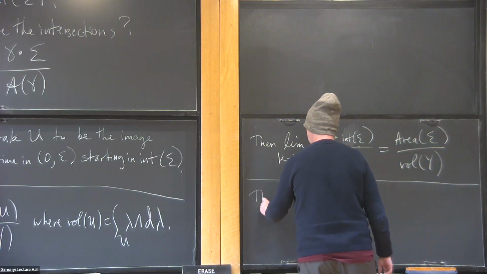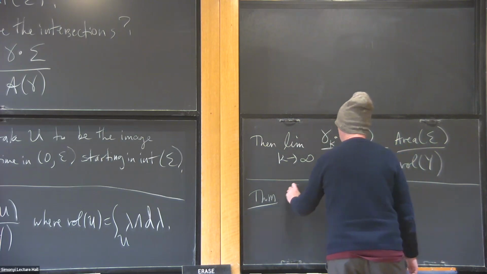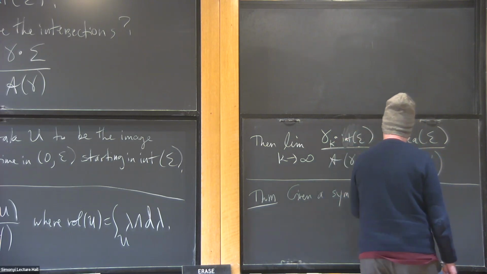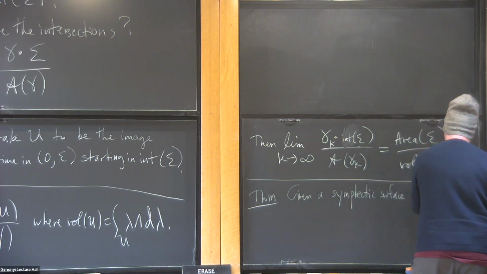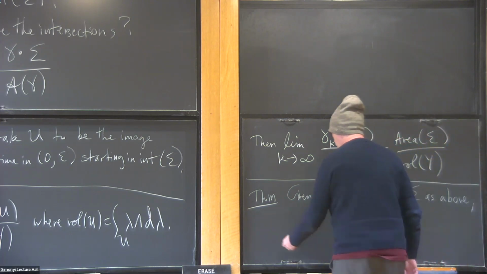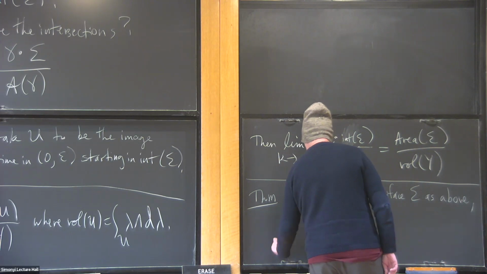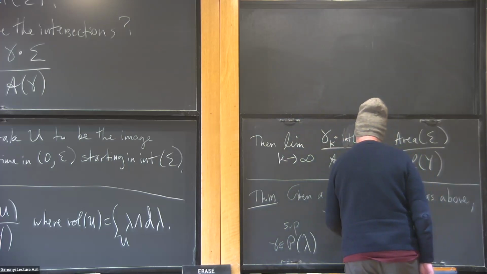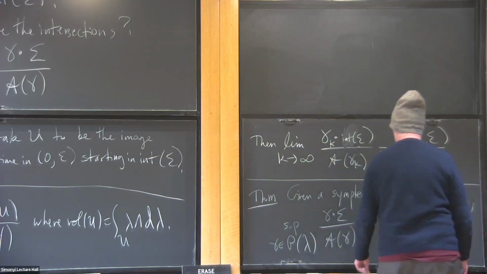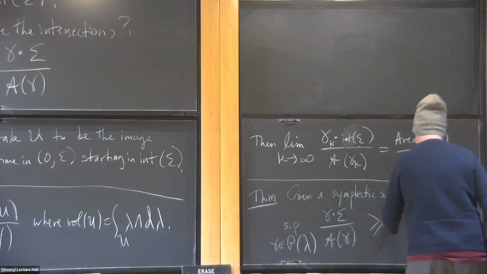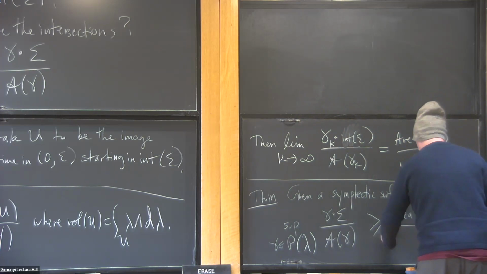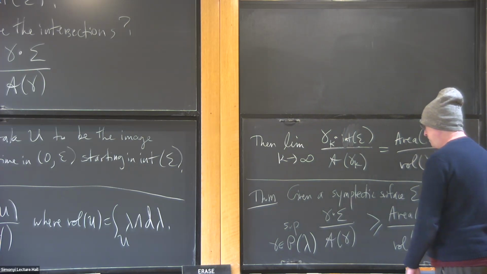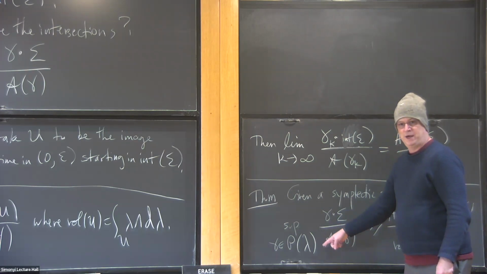So here's the theorem. Given a symplectic surface sigma as above, the supremum over gamma, periodic orbits, of this frequency is greater than or equal to this number here. And the caveat is that gamma is allowed to be one of the orbits on the boundary of the surface.